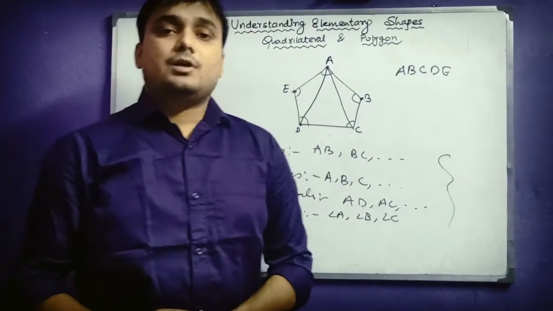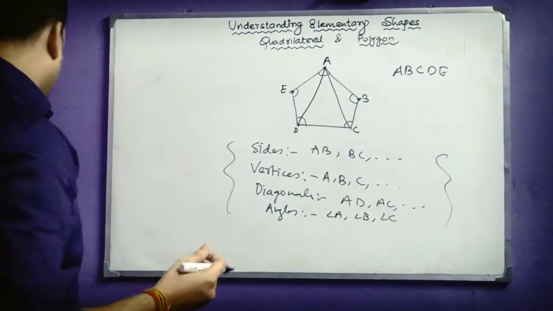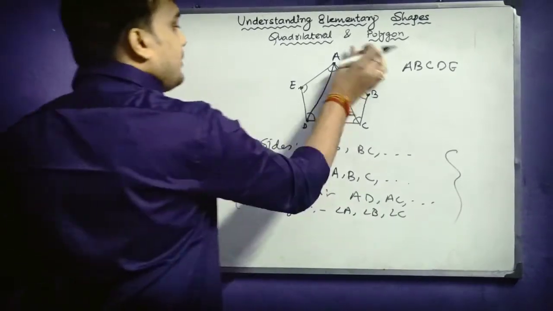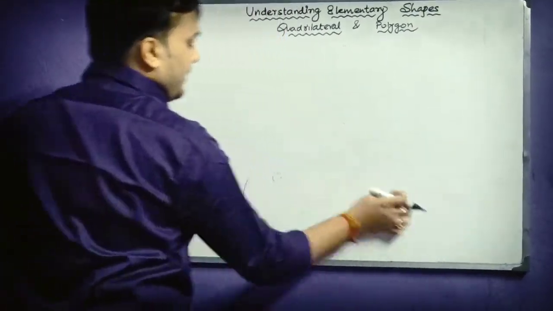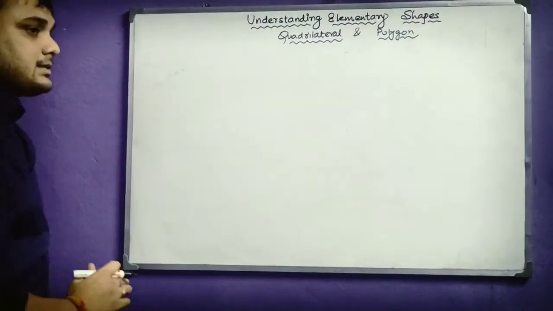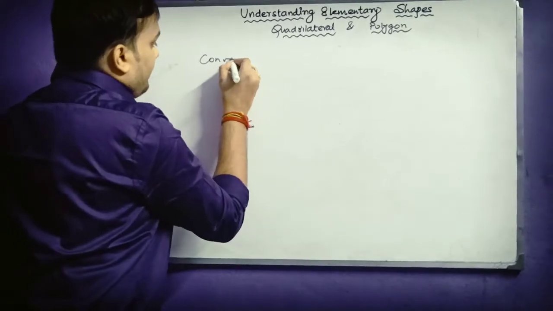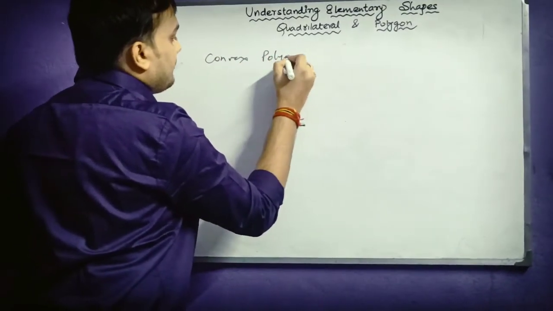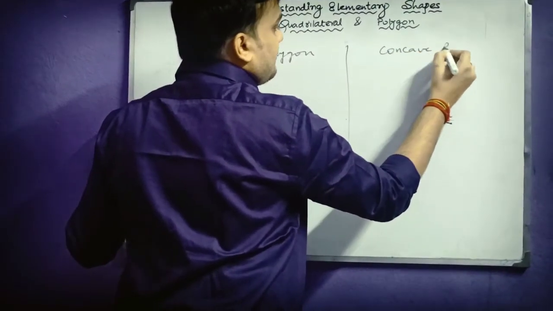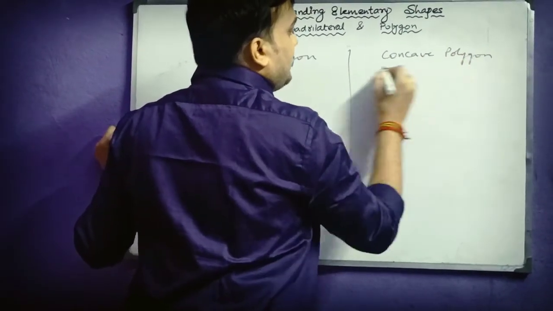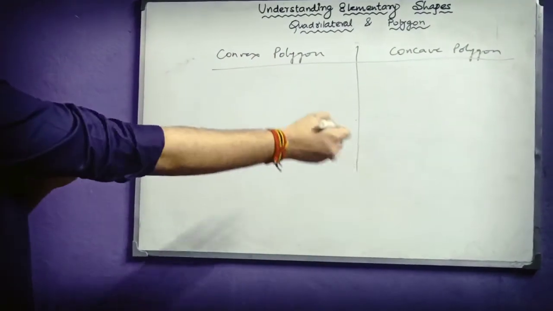Now, the next topic is, there are basically 2 types of polygon. Concave polygon, actually, on the basis of their interior angles. On the basis of their interior angles, there are 2 types of polygon. One is convex polygon and the other is concave polygon. So let me draw a figure, let me draw a polygon, you will understand it.